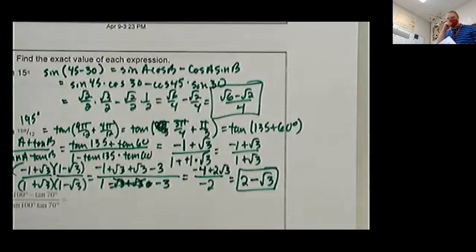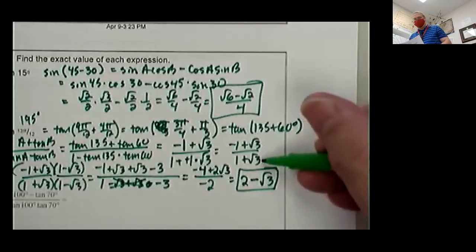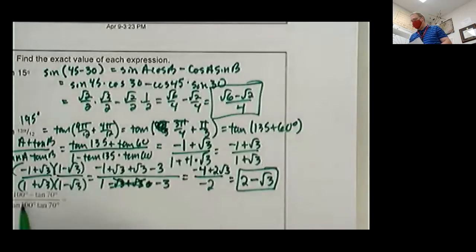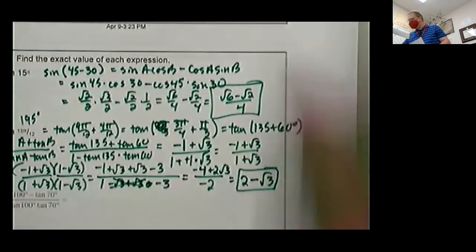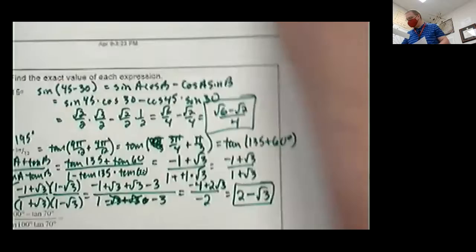Lots of algebra manipulation going on in there. Remember, we don't want to leave roots in the denominator. We want to rationalize. Here we rationalize by multiplying by the conjugate. Letter C. We can also go backwards.